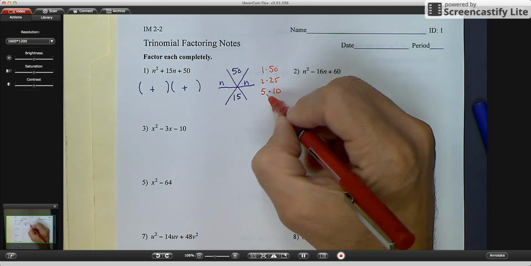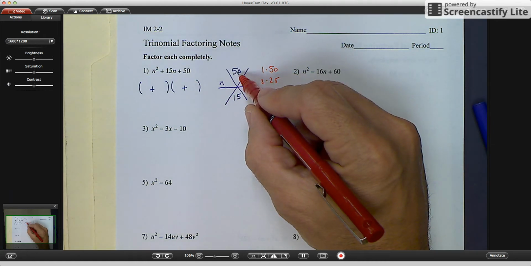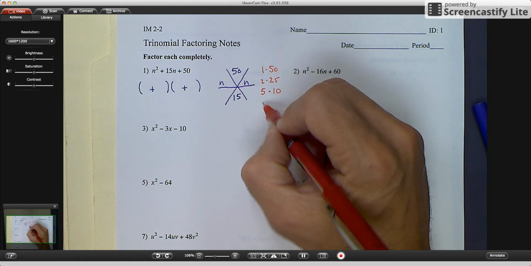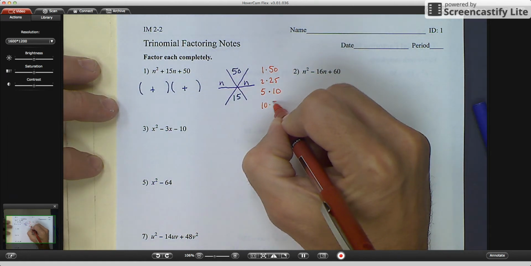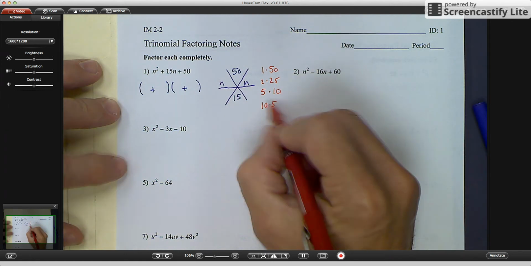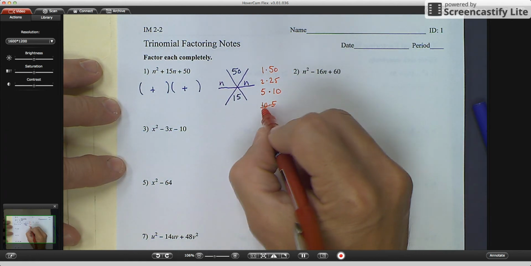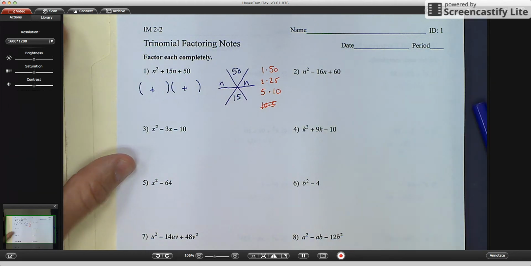And I would continue to go 6 times what? Nothing. 7 times what? No. 8 times what? No. 9 times what? No. And then 10 times 5. And as soon as your factors repeat themselves, you know you've gotten all the factors. And that's why I go in order so I don't miss any.